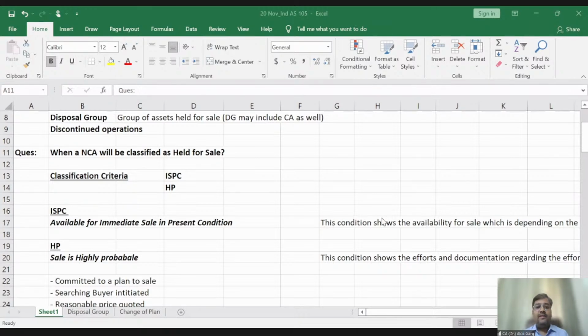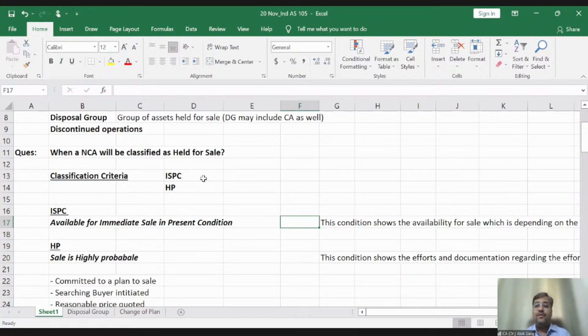Rahul is saying ISPC and HP. Yes, what is meant by ISPC? It is available for immediate sale in present condition, and sale is highly probable. The first condition shows that the asset is available for immediate sale.